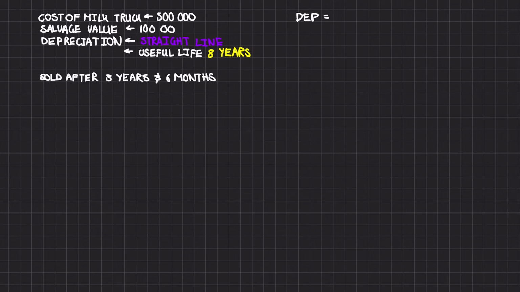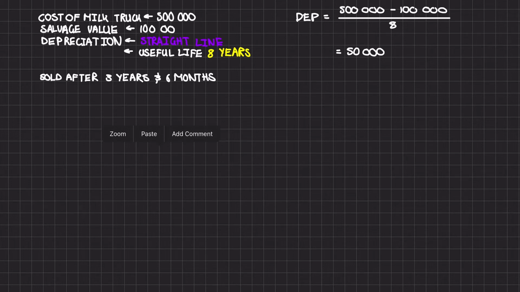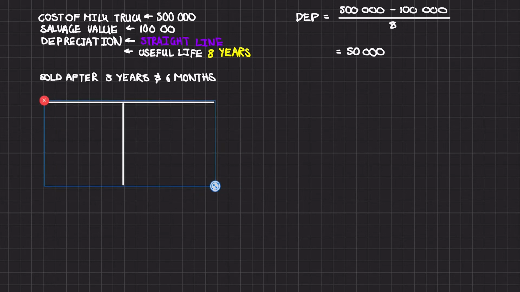And to find the depreciation, we're going to take the cost of the asset, which is 500,000, minus the salvage value, being 100,000, divide that by the useful life of the asset, and we then get 50,000 depreciation a year. So as I said, we're going to want to see how this affects the tier accounts, right? So the first tier account is our assets account, okay?